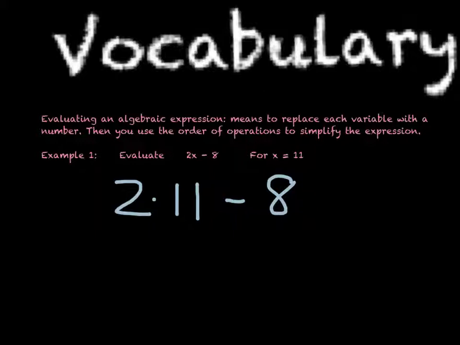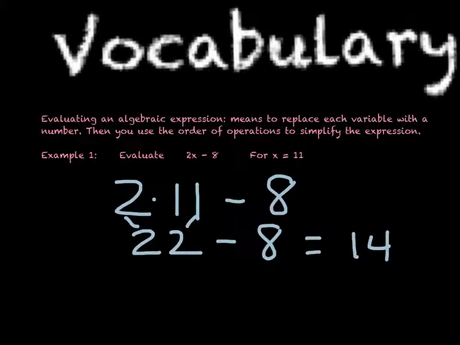Notice in my definition, I need to use the order of operations. Since I remember that in PEMDAS, multiplication comes before subtraction, I'm going to do 2 times 11 first, and then just like I did with order of operations, I'm going to copy down what I've replaced, 2 times 11 to equal 22. I still haven't used my minus 8 yet, so I'm going to bring that down to the line, then I'm going to do 22 minus 8, which I know to be 14, and 14 is going to be my final answer.